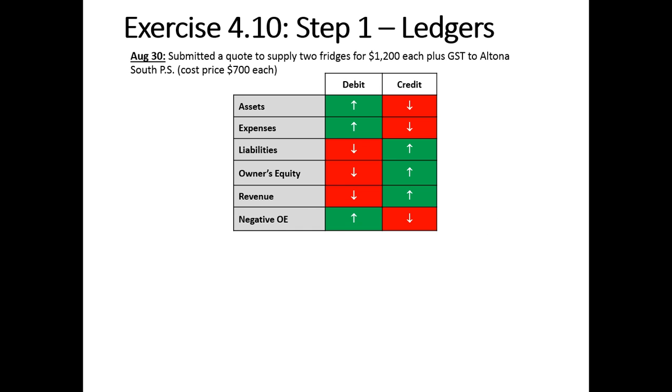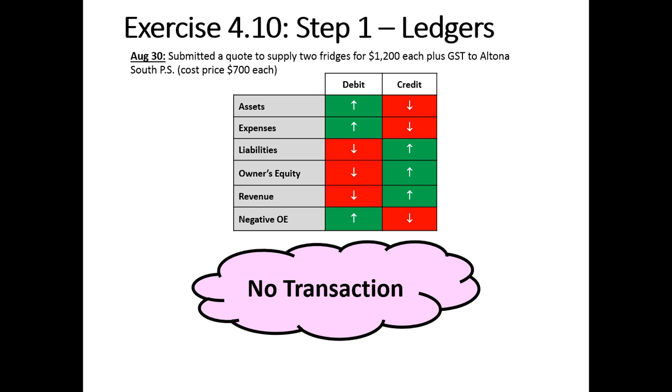We submitted a quote to supply 2 fridges for $1,200 each to a business, and a cost price of $700 each. Don't need to enter this. There's only a quote between the two parties. There's no legal transaction or contract here, so that doesn't meet the definition of a transaction, so we can ignore it.